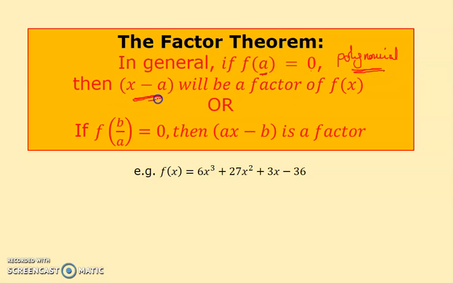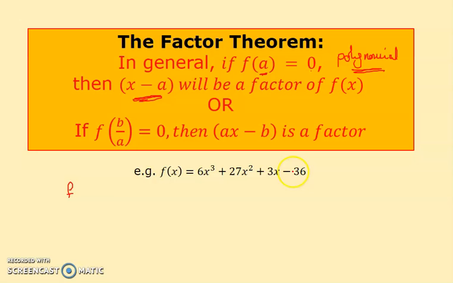Then x minus a is a factor. That we've just seen the backward version of that. But also, if you put a fraction in, b over a, then ax minus b is a factor. So on that basis, this is a polynomial equation, x cubed, x squared, x. So anything without being dodgy like logarithms or e to the x's or sines and cosines or funny divisions, that's a polynomial. So when you get these polynomials, you can put numbers in.